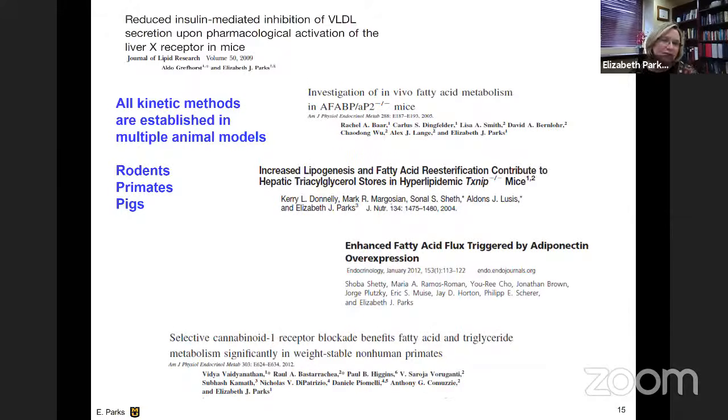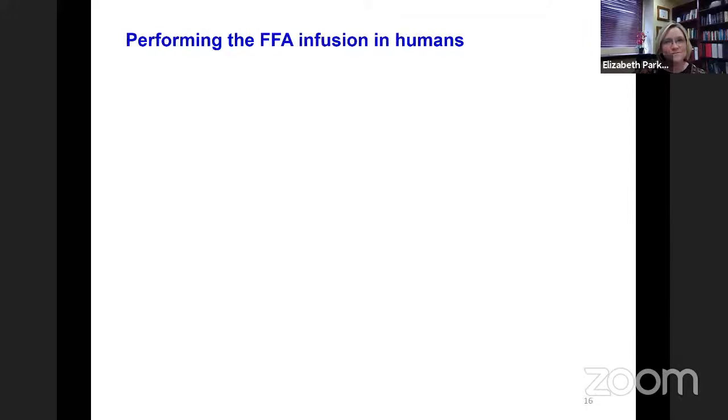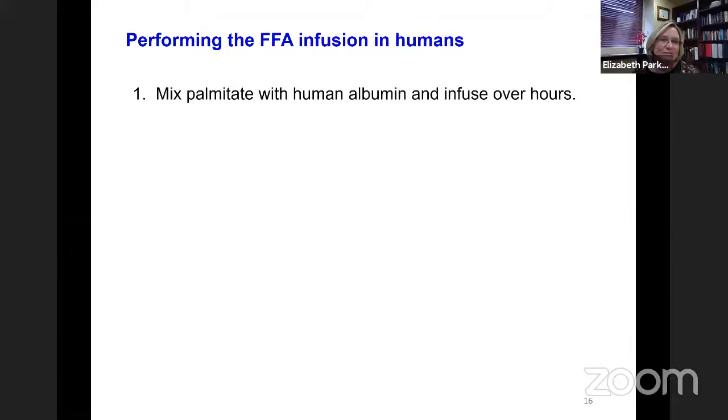So all of the kinetic methods that we do in humans have been established in multiple animal models. We've done studies in rodents, pigs, and primates. So let's turn to performing this same free fatty acid infusion in humans. Just generally, how do we do that? We're going to mix palmitate, an isotope, with human albumin and infuse it over a period of hours. And how long the infusion should be will depend on what it is you're interested in measuring.